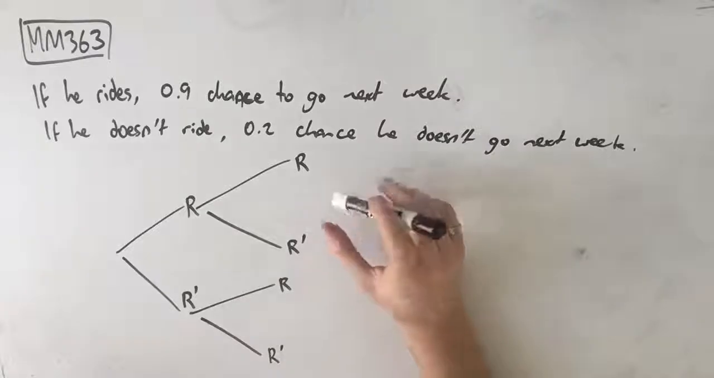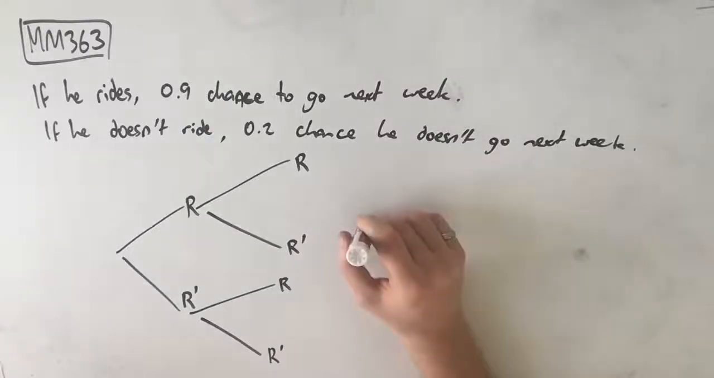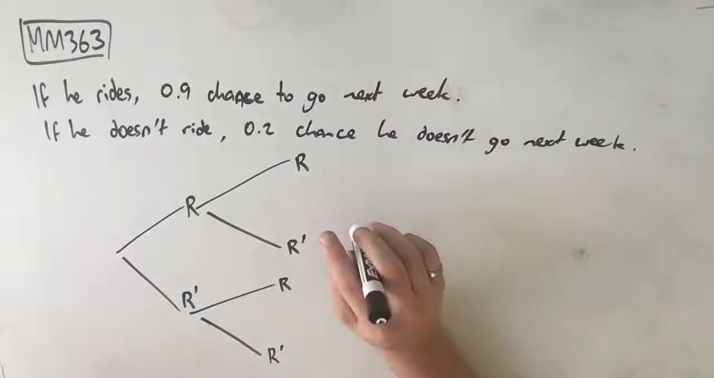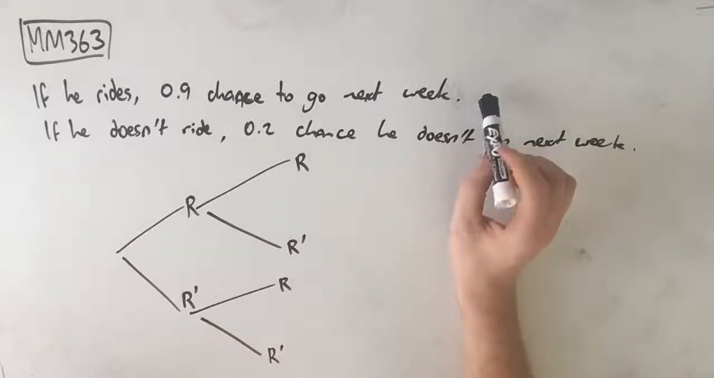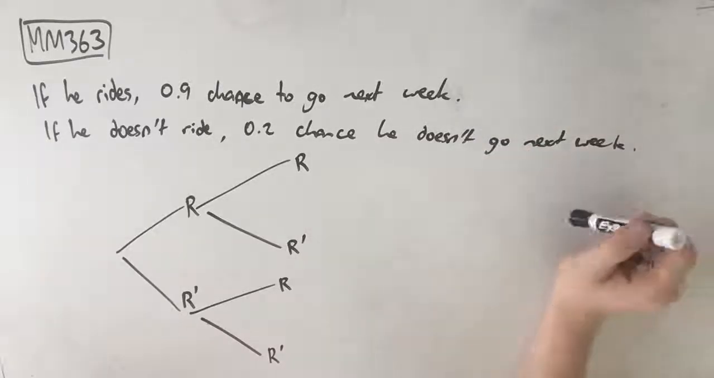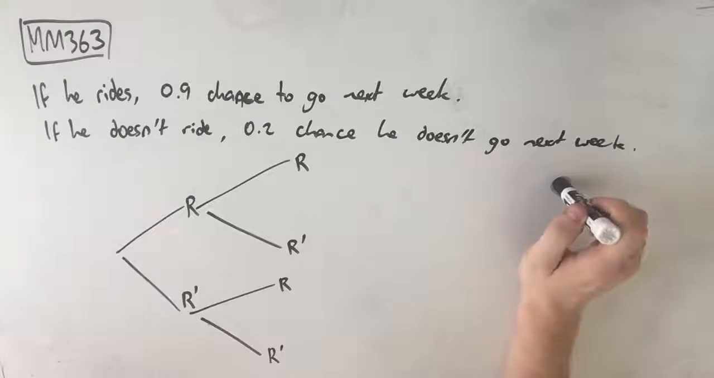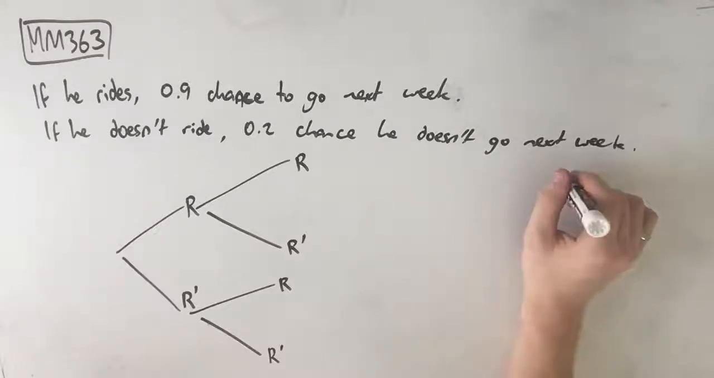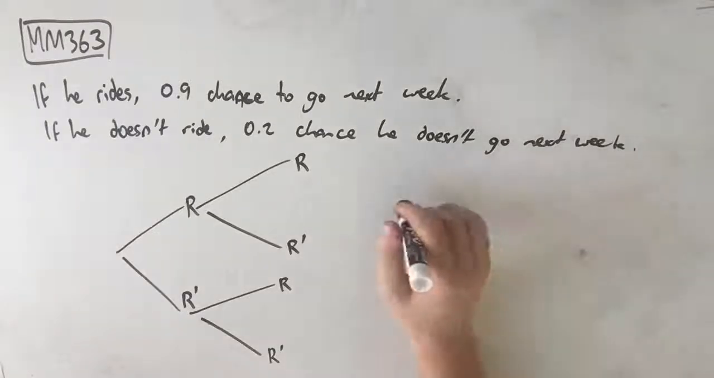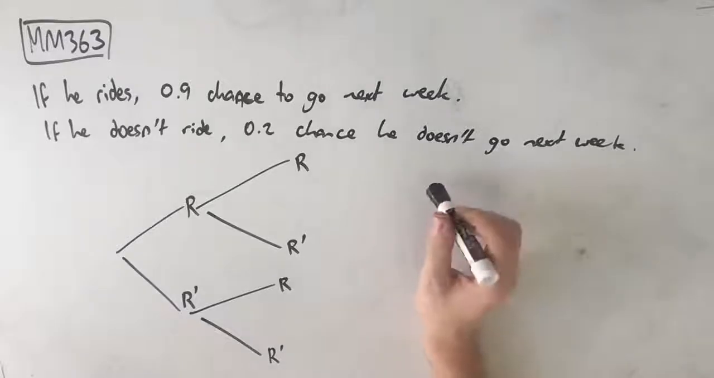So, in this question, Charlie loves to go horse riding. If he goes riding one week, the probability that he goes riding the next week is 0.9. And if he doesn't go riding one week, the probability that he doesn't go riding the next week is 0.2. Now, Charlie didn't go riding this week, and we need to find out the probability that he goes riding exactly once in the next 2 weeks.